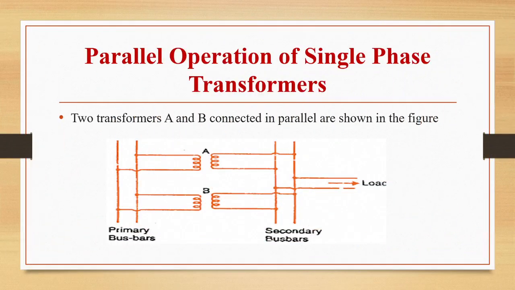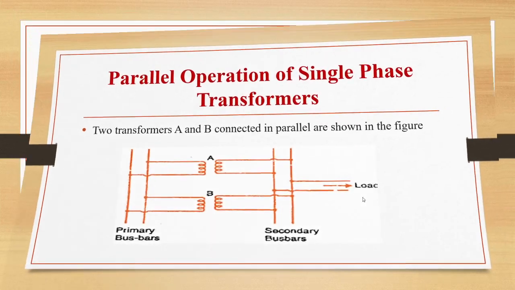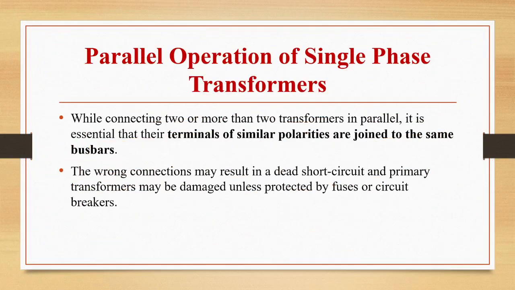These are the two transformers A and B connected in parallel, which are shown in the figure. These are primary bus bars, these are secondary bus bars, and these are two transformers A and B. So we are connecting primary of A and B to the primary bus bars, secondary of A and B to the secondary bus bars, and that will be connected to the load. This is the parallel connection of single phase transformers. While connecting two or more transformers in parallel, it is essential that the terminals of similar polarities are joined to the same bus bars.